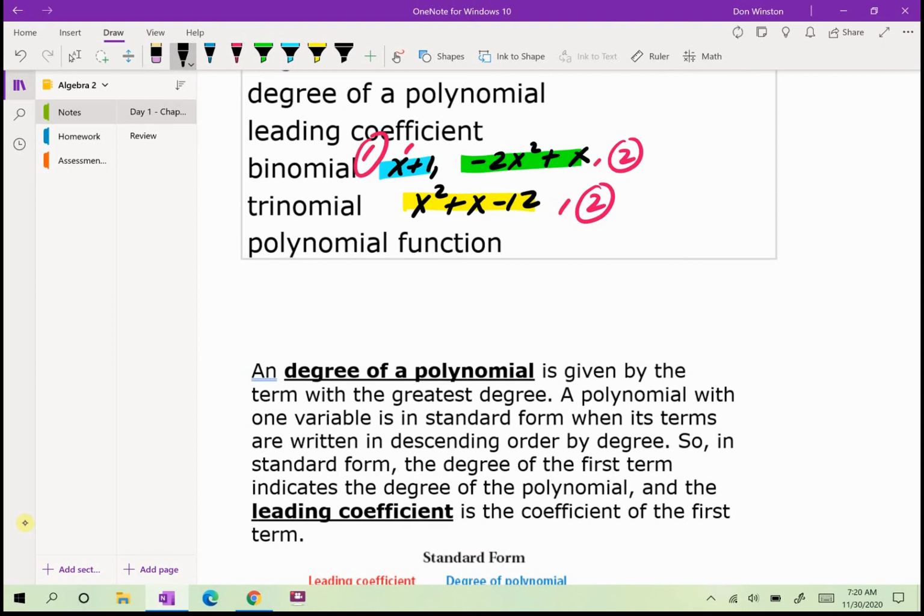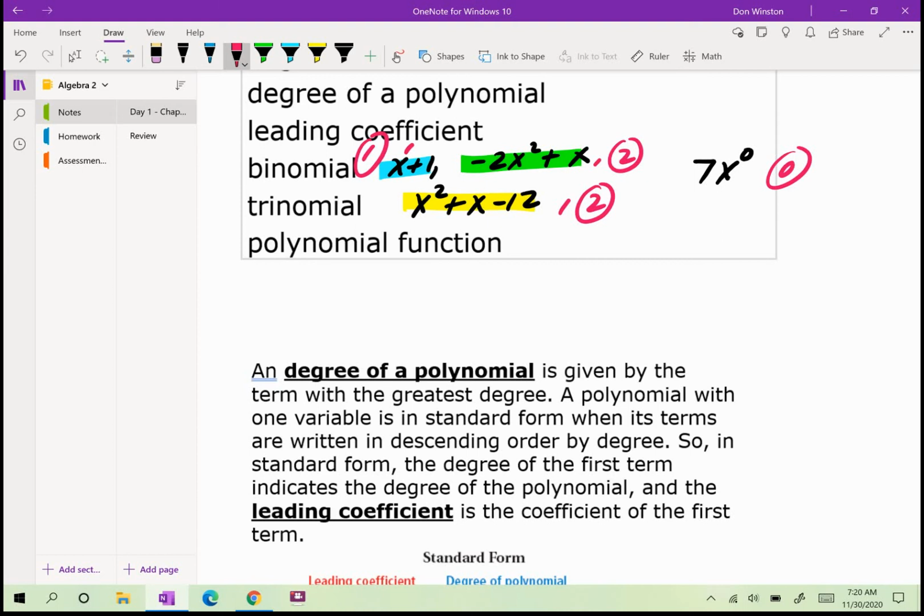If I had just a binomial 7, the degree would be 0. Why? Because I could write 7 as 7 times x raised to 0. Anything raised to 0 is 1. So the degree of that polynomial would be 0. Oops, 0, not 1.